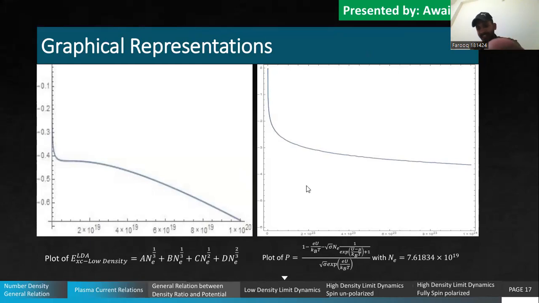What happens is that here you can see the low density limit has number densities of 2 into 10 to the power 23, 4 into 10 to the power 23. This is the low density limit in the plasma case. So it means it will go from 10 to the power 23 up to 10 to the power 30, and when it goes above 10 to the power 50, we will consider it the high density limit. Right now we are considering it the low density limit.